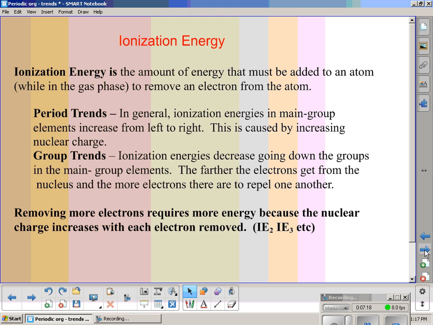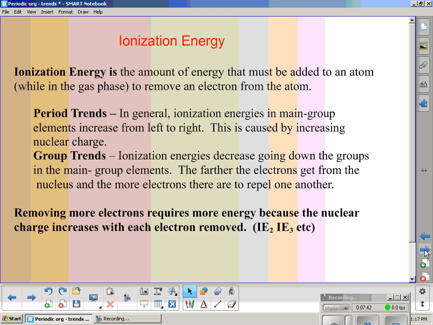Ionization energy, our next trend. It's the amount of energy that must be added to an atom when it's in the gas phase to remove an electron from the atom. This relates back to the Bohr model. A photon comes along, strikes an electron. The electron jumps to a higher energy level. Well, if it's enough energy, that electron can actually leave the atom.